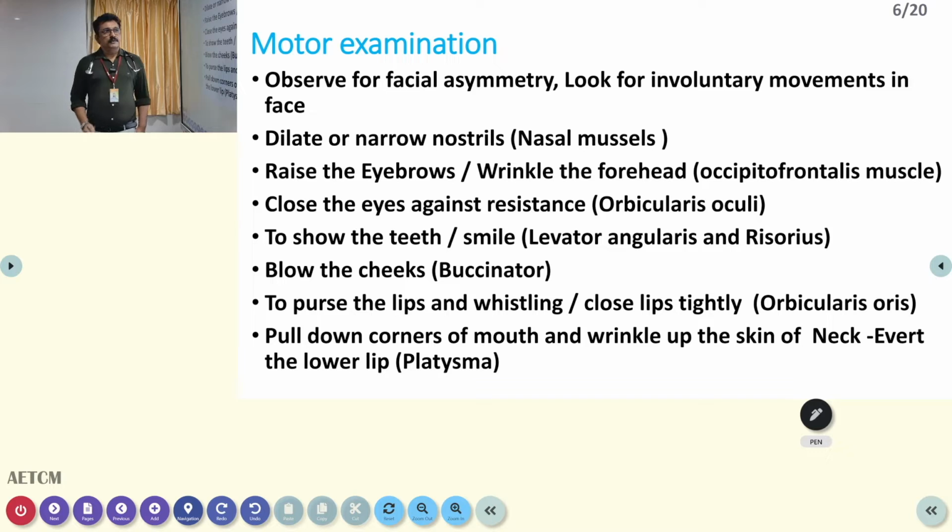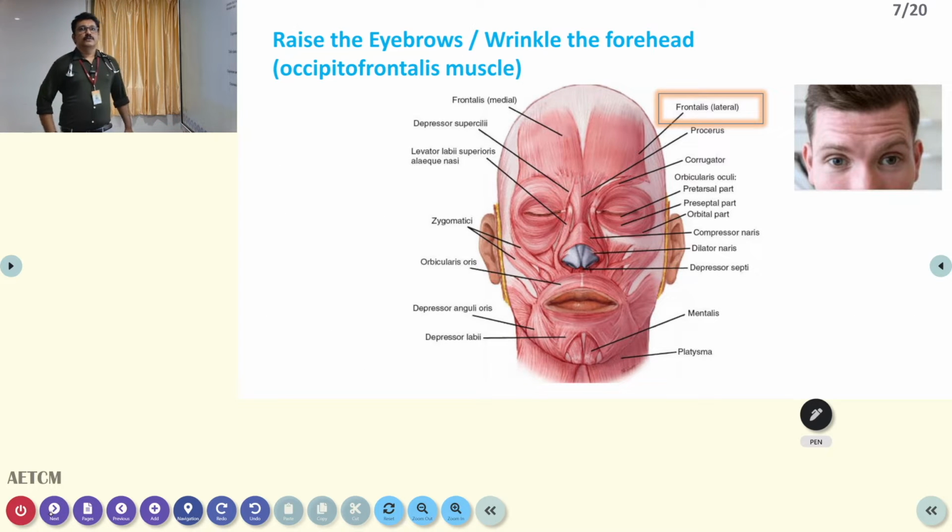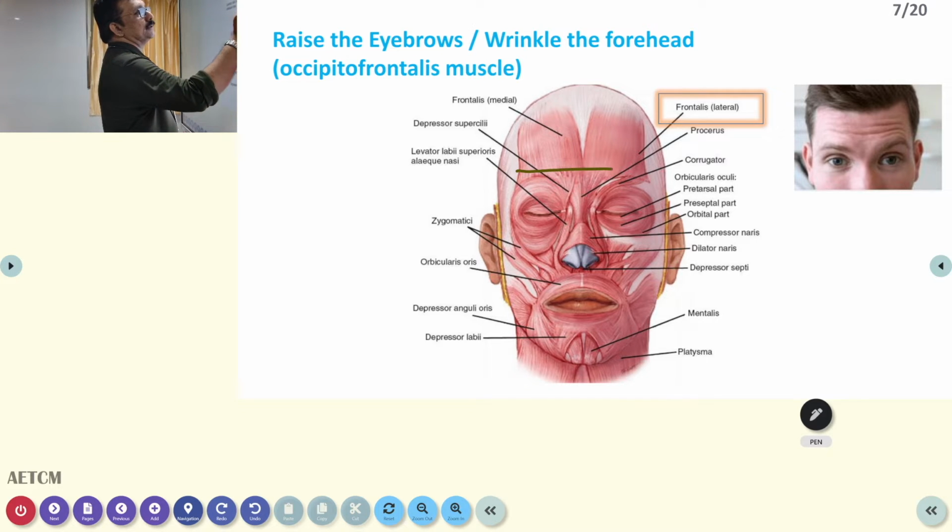Now, motor examination, we will see in detail how to examine each muscle. We will see in the subsequent slides. This is a list of muscles we have to examine. We will see each one by one. So, first muscle is the occipitofrontalis. You can see here the occipitofrontalis muscles.